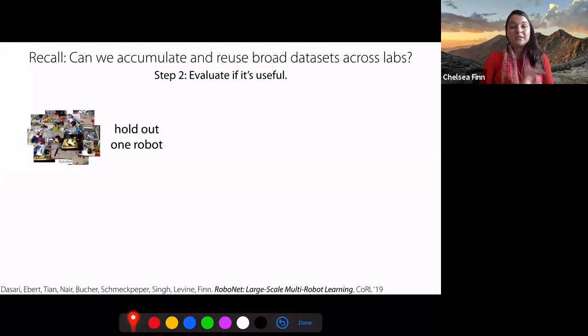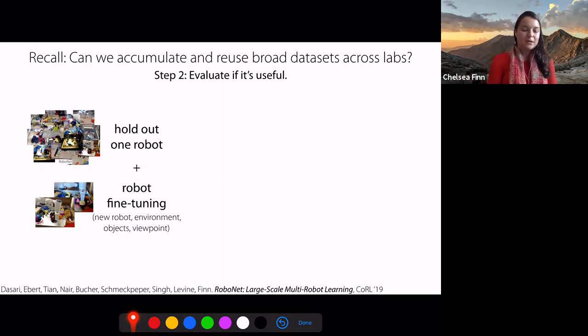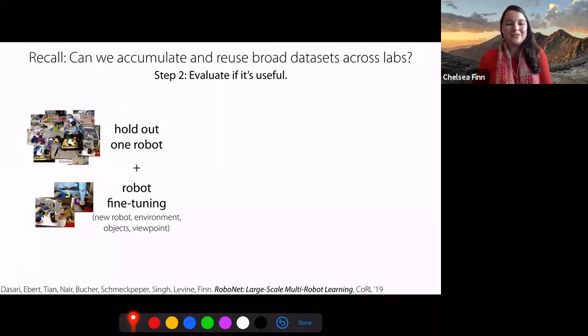And so what we're going to do is take that data set across labs, which we call the RoboNet data set. We're going to hold out one robot from that data set and then try to fine tune on a new robot that wasn't seen in that original data set. And it's worth mentioning that we're not only fine tuning to a new robot here, but we're also fine tuning to a new environment with new objects and a new camera viewpoint. So this is stress testing generalization to a significant degree and helping us understand whether this previous data set is helpful when we're trying to generalize to a new setting with a little bit of data.